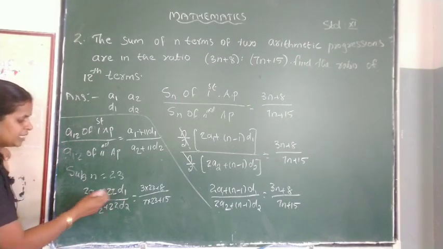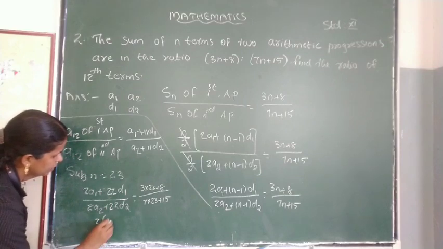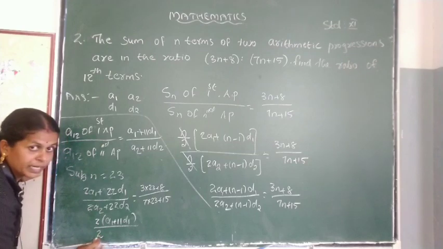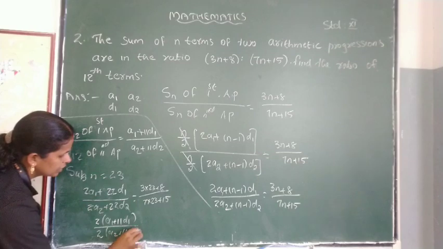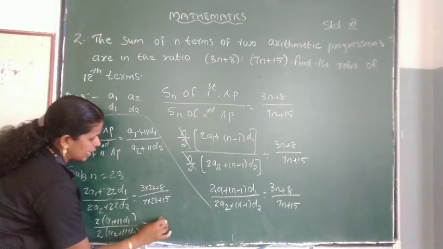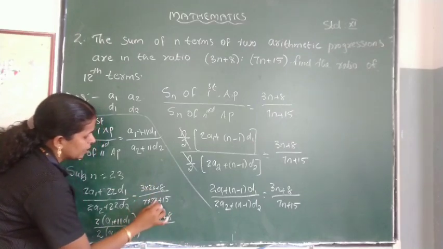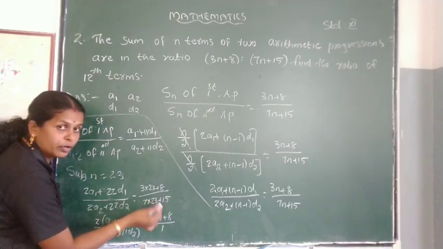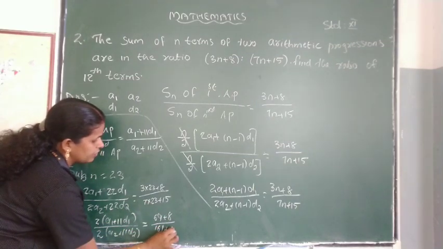Okay, so from this we can take 2 outside from the numerator and denominator also. So we can take outside, which will come a1 plus 11 d1 divided by a2 plus 11 d2, which is equal to 3 into 23. 3 into 23 വരുമ്പോൾ 3 into 3 9, 2 into 3 69 അല്ലേ? 69 plus 8 divided by 3 into 7 21, 161 plus 15.